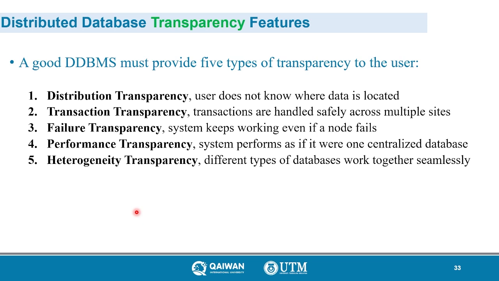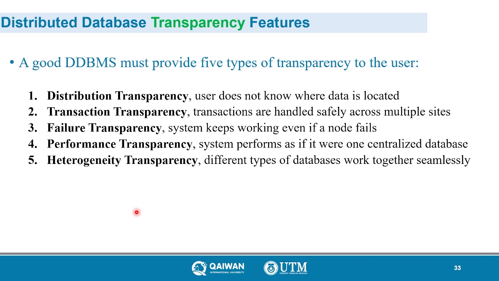Now, a good distributed management system must provide 5 types of transparency to the user. Distribution transparency, transaction transparency, failure transparency, performance transparency, and heterogeneity transparency. Now, you may ask me, where is distribution transparency? The user does not know where the data is located, and they don't care, to be honest.